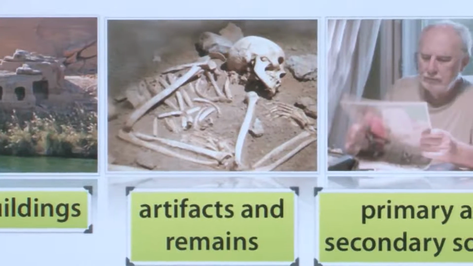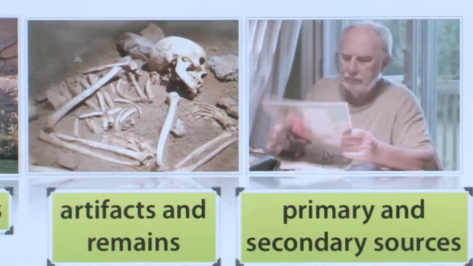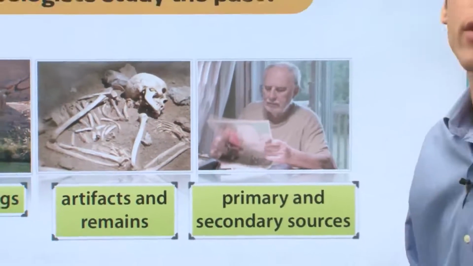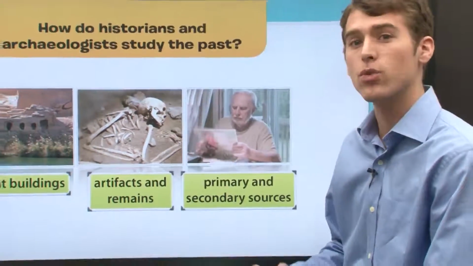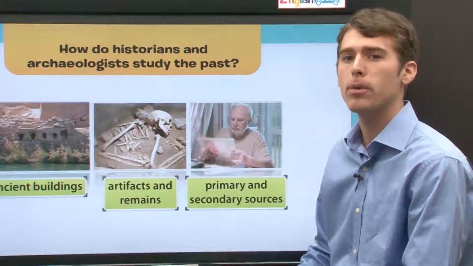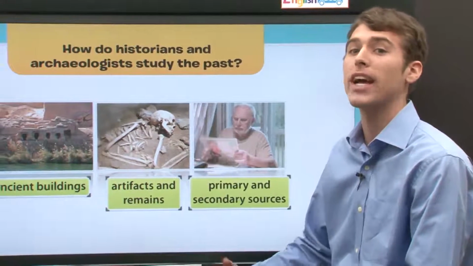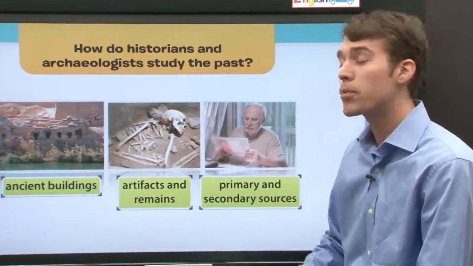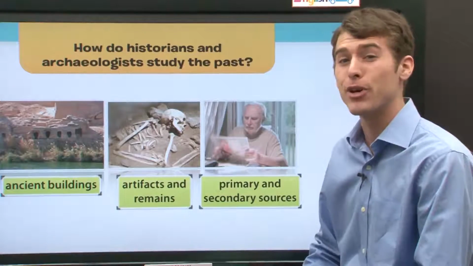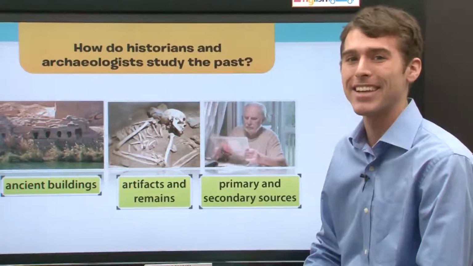Historians, on the other hand, they tend not to look at the buildings. Instead, they use primary and secondary sources, things written down by people who lived at the time or people who lived after that reporting on the subject. So that was a brief introduction. Now that we've done here, let's check out some keywords we'll be using today.